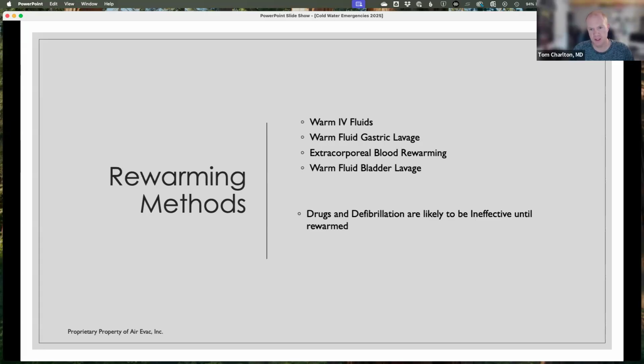Unfortunately, drugs and defibrillation likely are not going to be effective until they've hit around, I think the current consensus is, 88 to 90 degrees Fahrenheit. Below that, you can still try it, but it's not likely to be successful because, again, the metabolism is so messed up at those lower temperatures that it's unlikely to actually do anything, at least for a prolonged period of time.